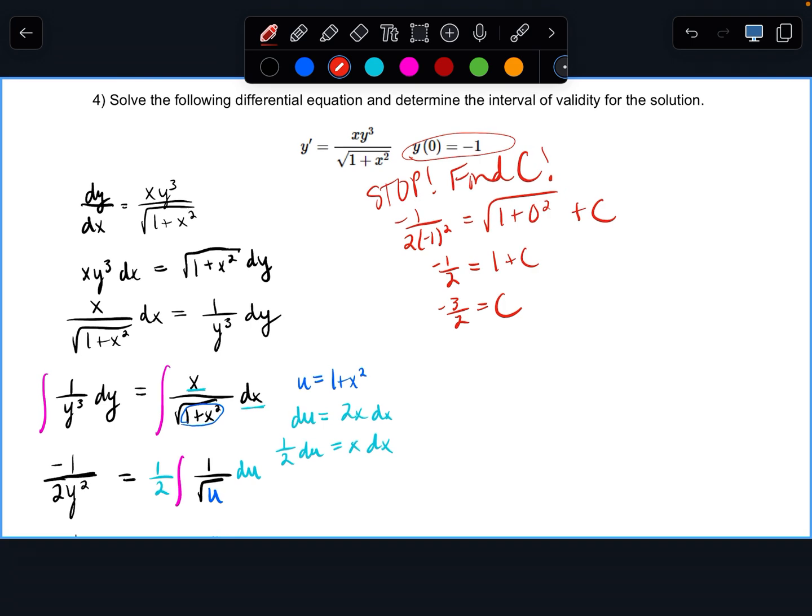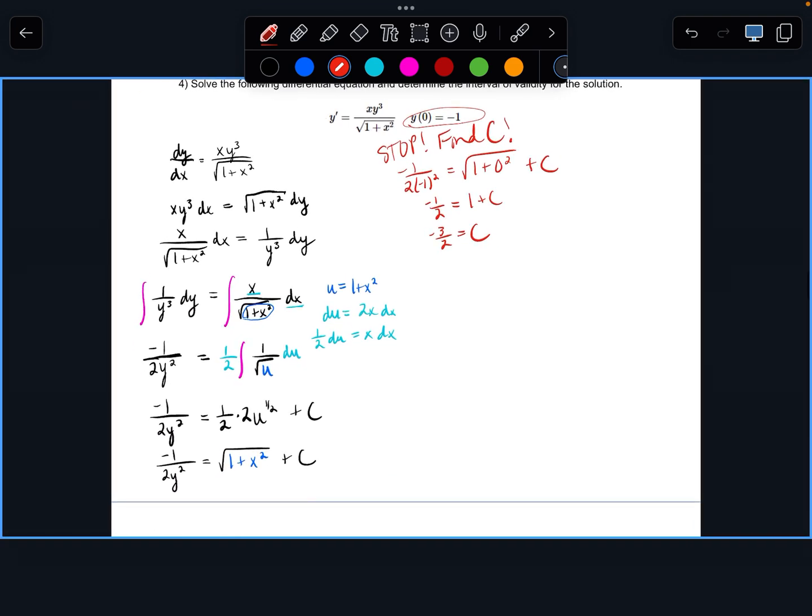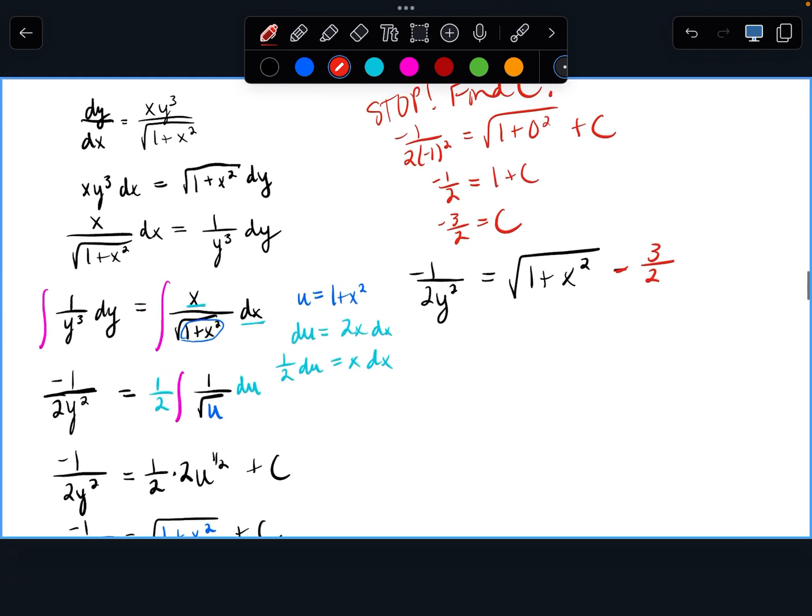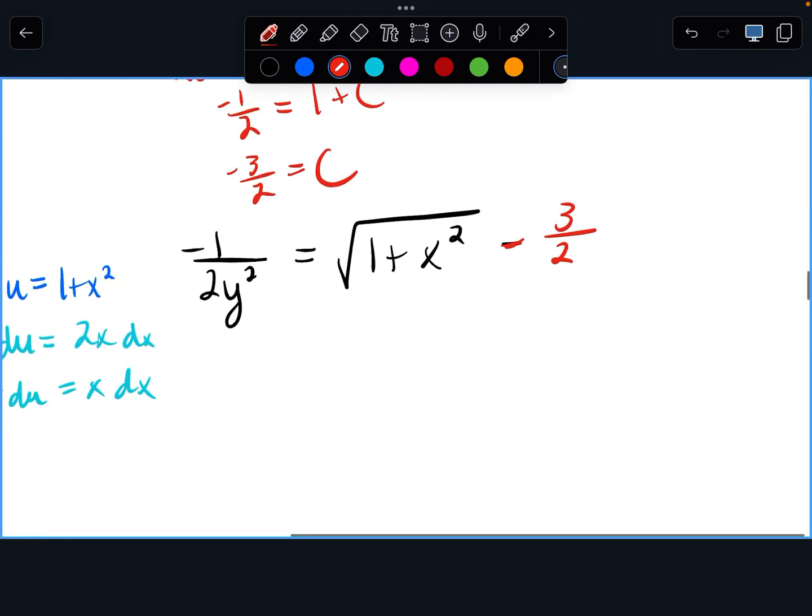All right. So now we get negative 1 over 2y squared equals square root of 1 plus x squared, I'll write it in the red, minus 3/2. Well, this looks beautiful. Sarcasm, that looks awful. Okay.